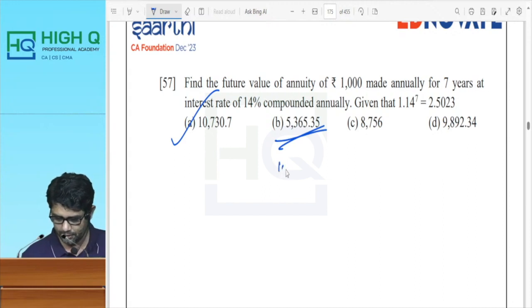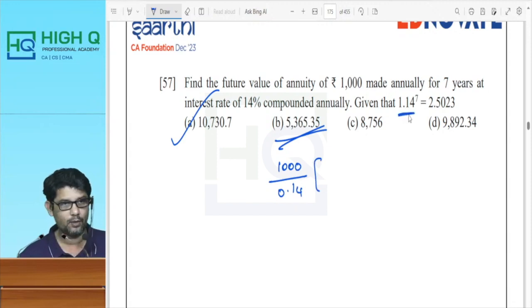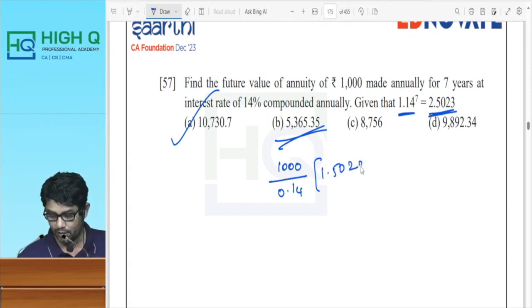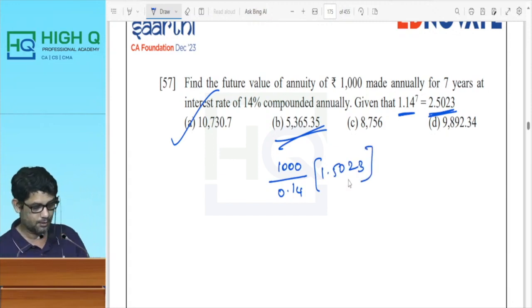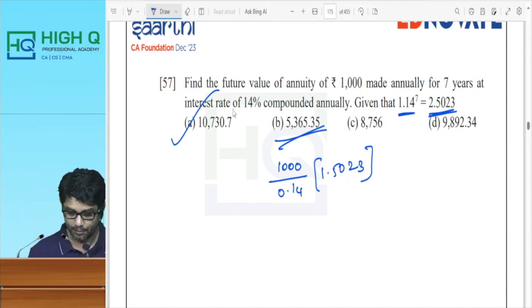What you would have done? 1,000 divided by 0.14, times (1 plus i) whole power 7 minus 1, where 1.14 whole power 7 is 2.5023. So instead of writing 2.5023, simply I'll put 1.5023. Now do it. What are you getting? 1.5023 into 1000 divided by 0.14. I get 10,730.7. Option A.